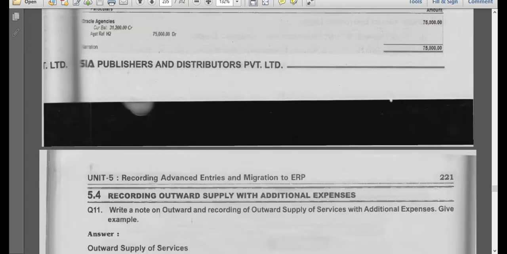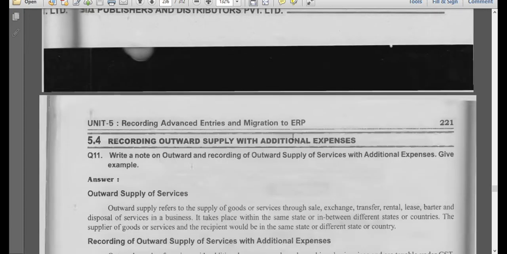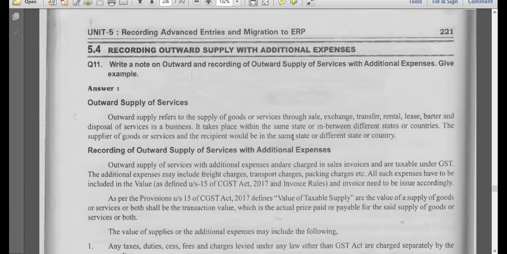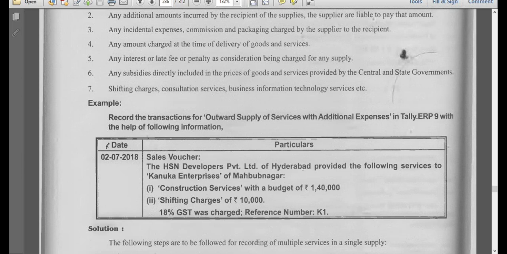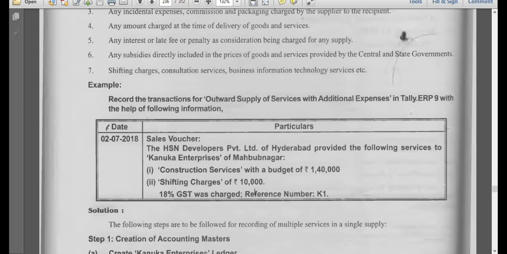Okay, that is inward. Next, in the same way, we have outward supply with additional expenses, in which we are selling the services. HSN Developers Private Limited, Hyderabad provided the following services to Kanuka Enterprise of Mahbubnagar. Construction services, that is 1,40,000. Shifting charges is 10,000, including GST. We'll see the transactions here.